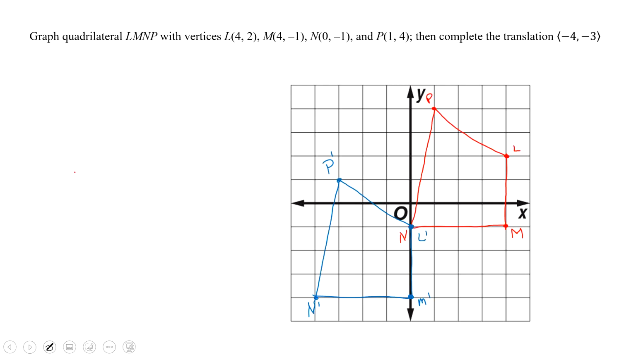All right, this is what you should have gotten. Again, red is the original, blue is the new. This was the translation vector. It was left 4, down 3. Does that make sense? Okay.